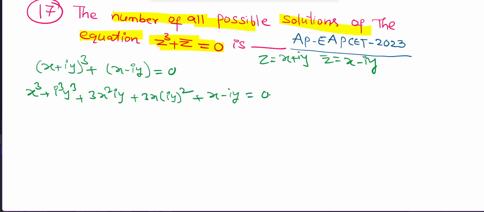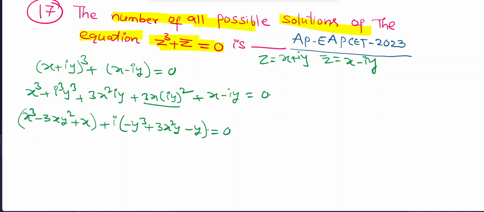Write down the real and imaginary parts. Here the real part is x cube, and 3x into i square y square, where i square is minus 1. This is minus 3xy square plus x. These are the real parts. And write down the imaginary parts: plus i of, here i cube is minus i, so this is minus y cube, and 3x square into iy, this is plus 3x square y, and here minus y, that is equal to 0. So 0 means this is 0 plus i0.